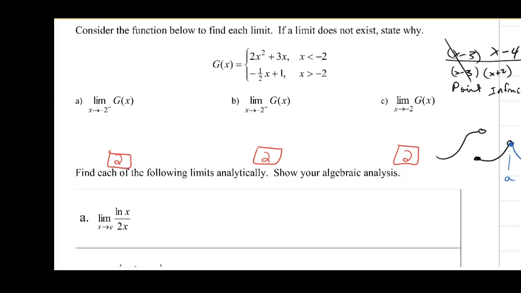Okay, so we'll find that the limit for each of these functions is 2, 2, 2, and 2. And you can either stick around to watch A, B, and C be worked, or you can skip down to the next set.